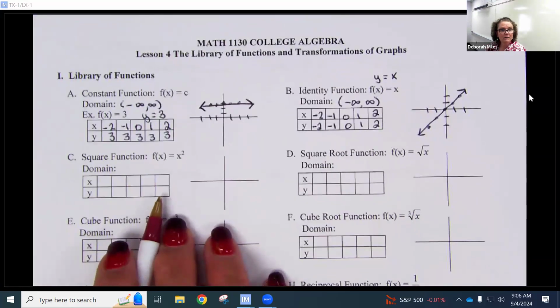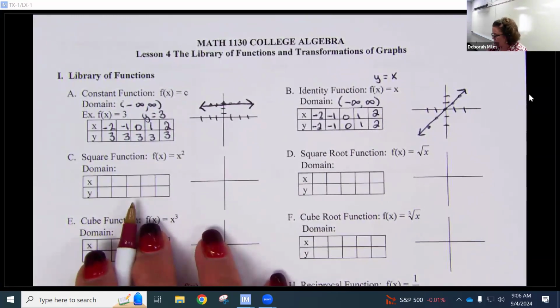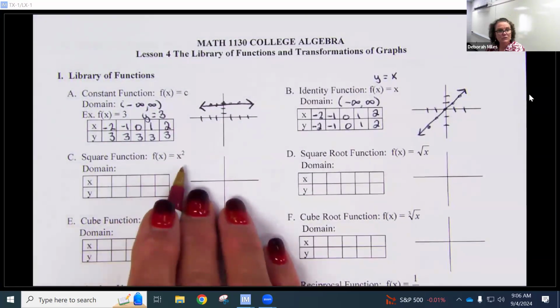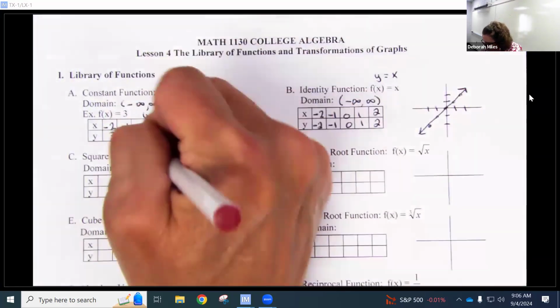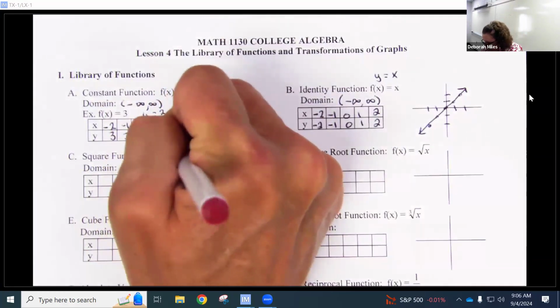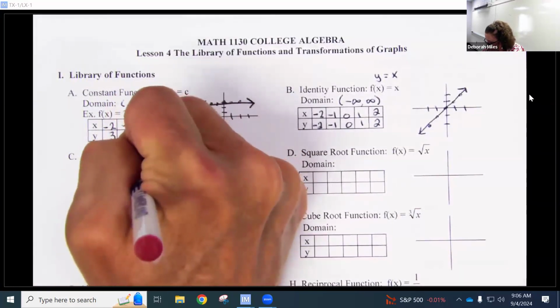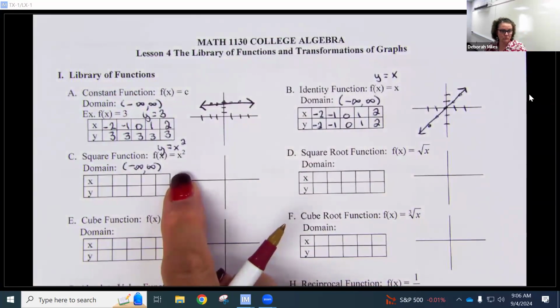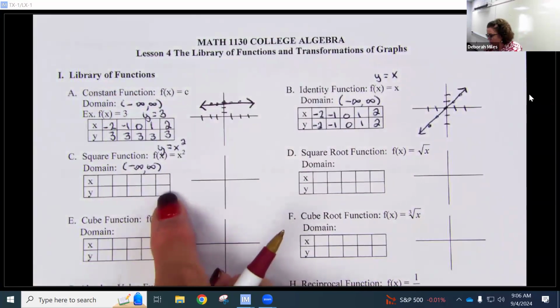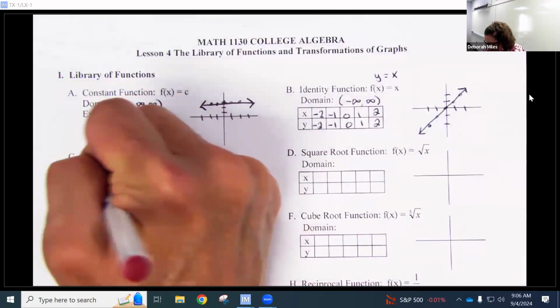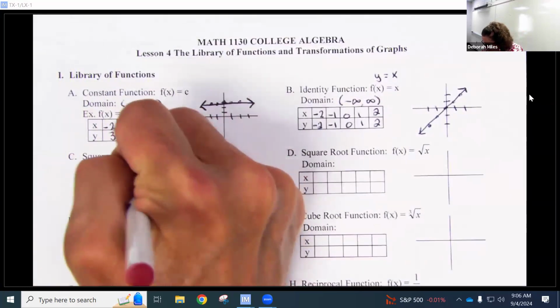The third function in our library of functions is f of x equals x squared, or you could write that y equals x squared. And its domain is also negative infinity to infinity. You can square any number in the whole wide world. So pick your favorite x's. You don't have to be as boring as me.